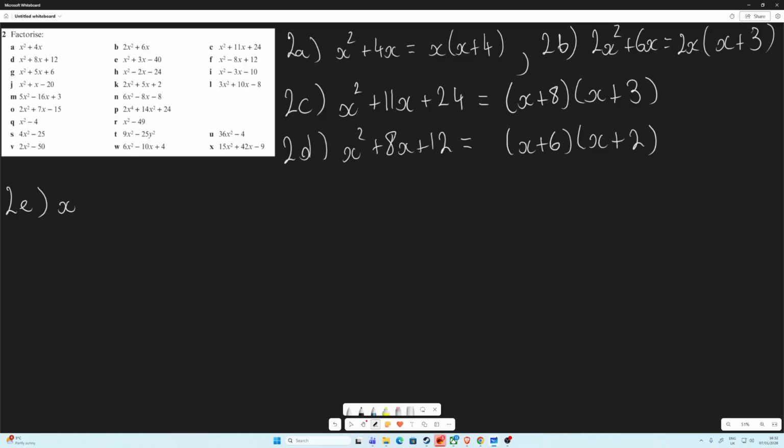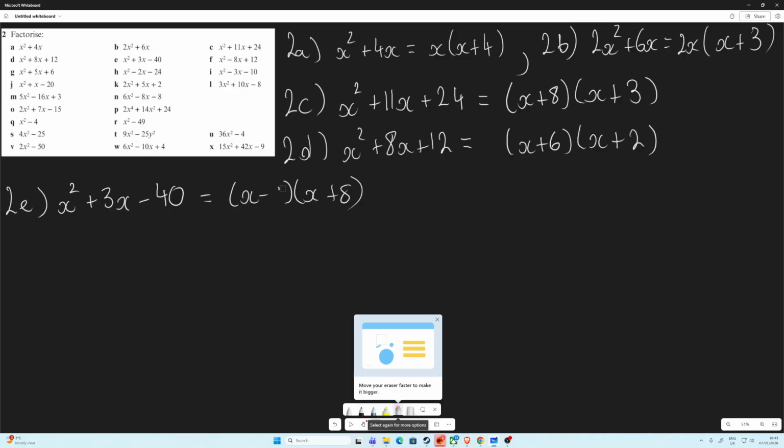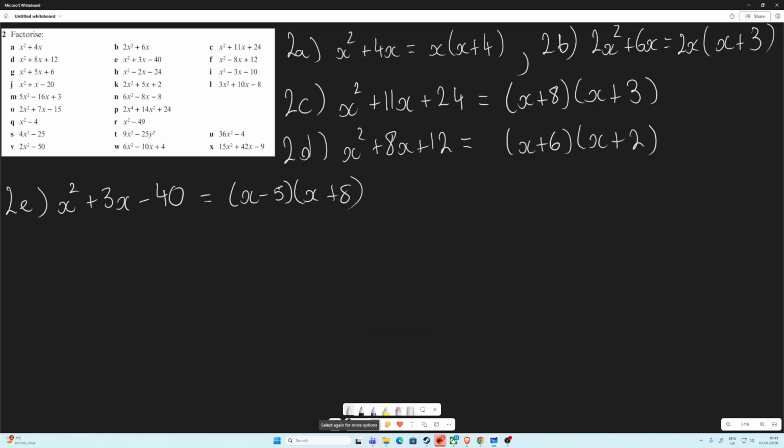Question 2e. X squared plus 3x minus 40. Now the common factors will be negative 3 and plus 8. So it's x minus 3 and x plus 8. Actually, it's minus 5. It's 40. Yeah, minus 5 and plus 8. 2f. We have x squared minus 8x plus 12.